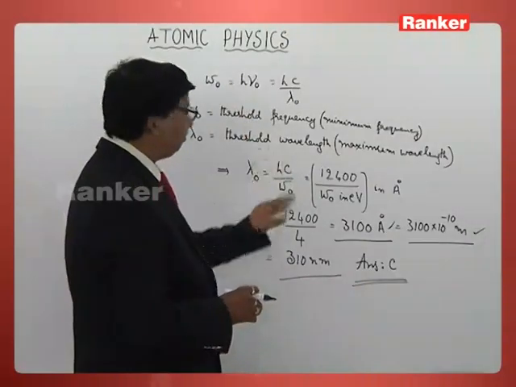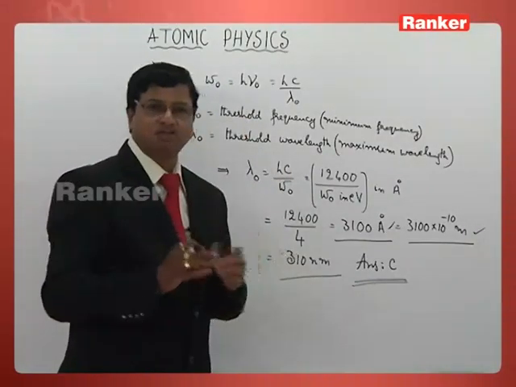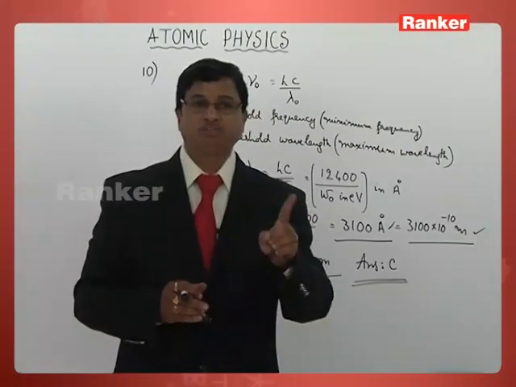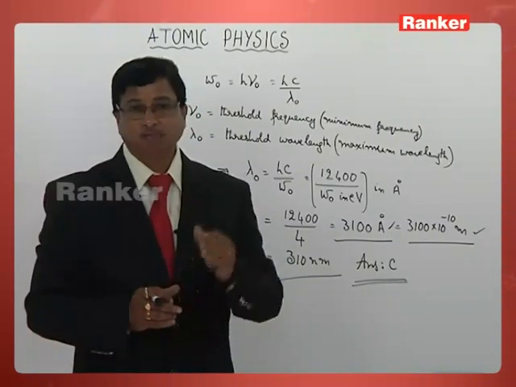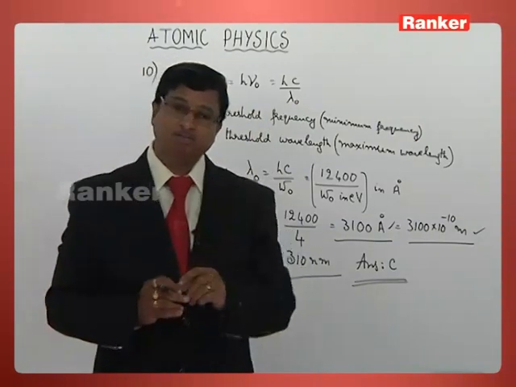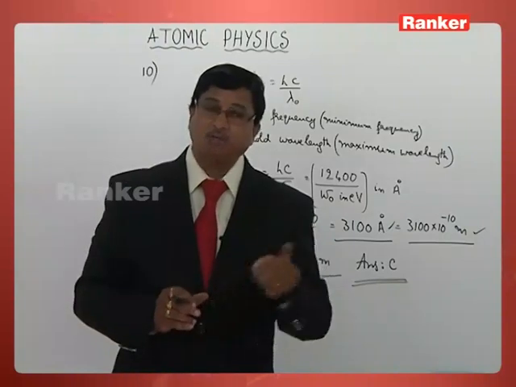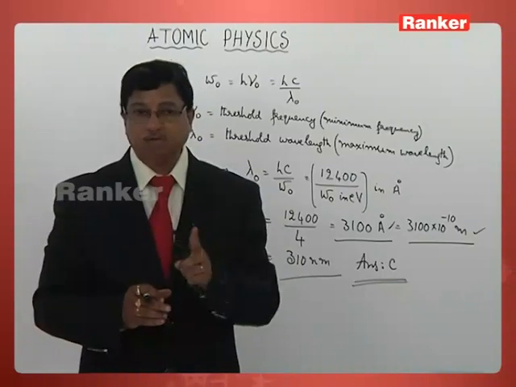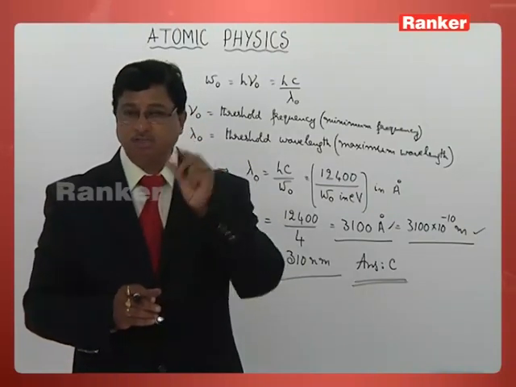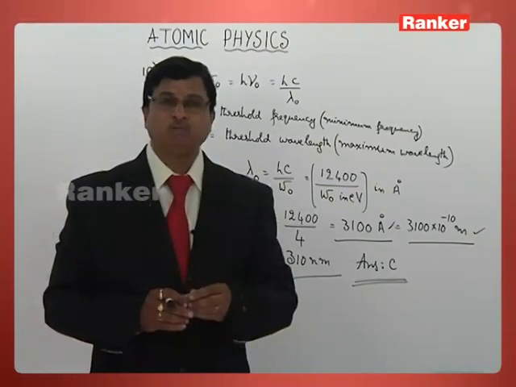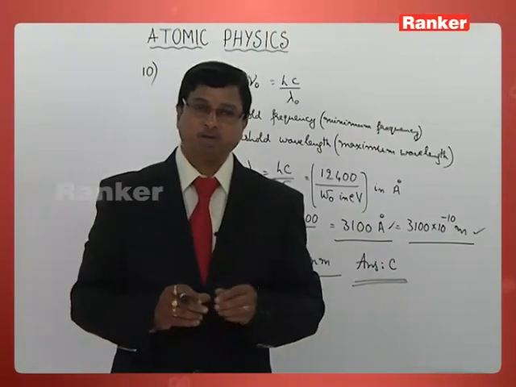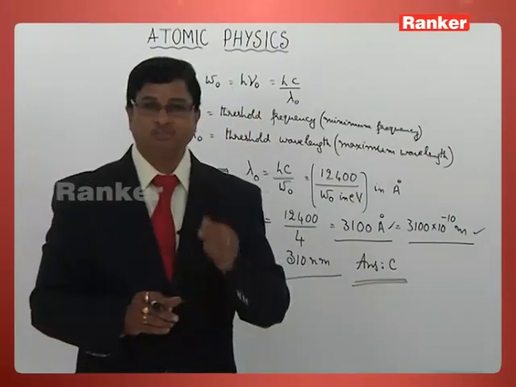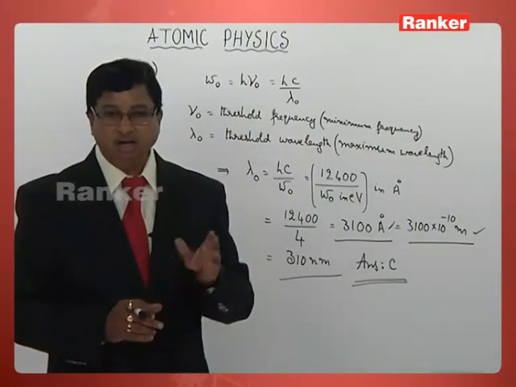So this is problem number 10. Only thing you should understand is minimum frequency when he asks, it is threshold frequency. Of what? Of the incident photon I am talking. Maximum wavelength of incident photon, suppose if they ask, that is to be called threshold wavelength. If you can identify the difference between these two, it's going to be a very, very simple problem for every one of you. That is problem number 10 for us, for which the answer is C, that is 310 nanometer.